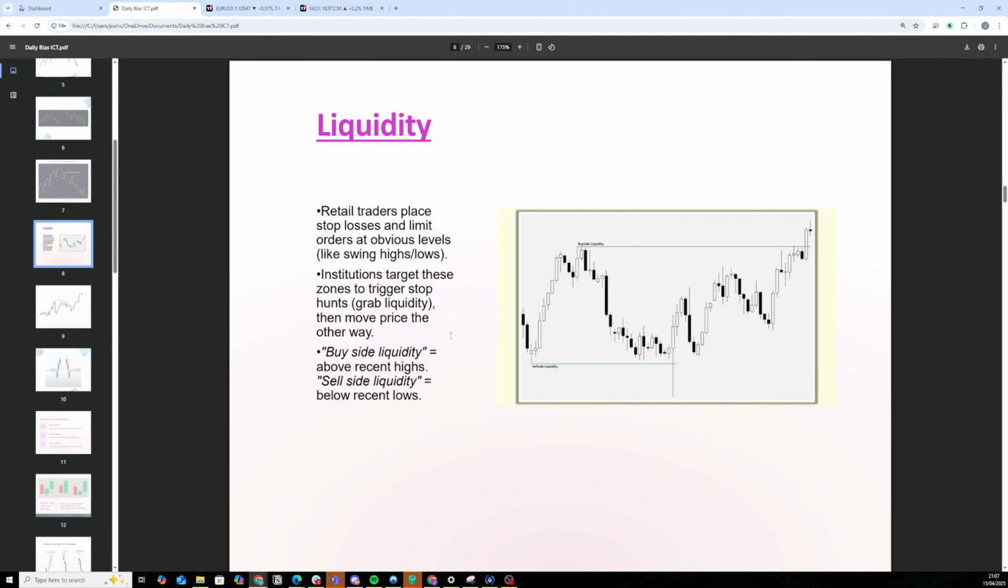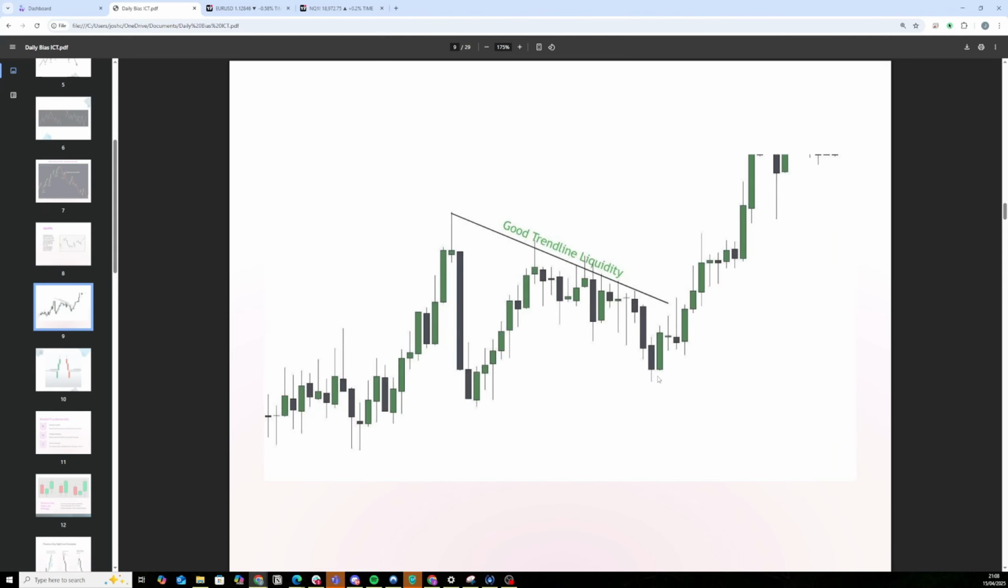This is an example of buy side and sell side liquidity. It's simply the most recent swing highs and lows. This is an example of trend line liquidity. As you can see, this trend line is building up all these orders, and above each one of these wicks is liquidity. So the stops above this high, this high, this high, this one, this one, this one. Then price aggressively rallies to take out all of this liquidity.